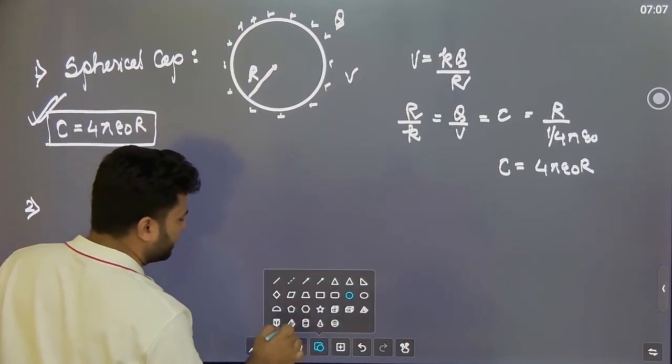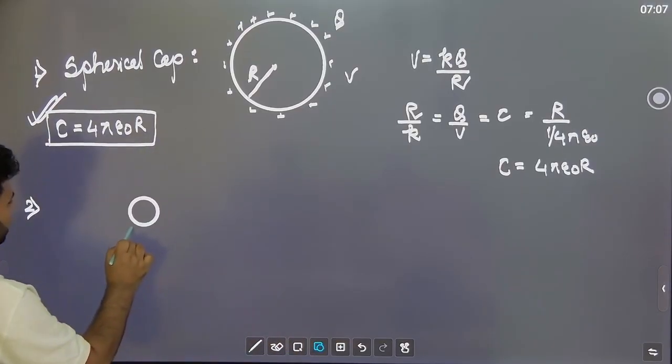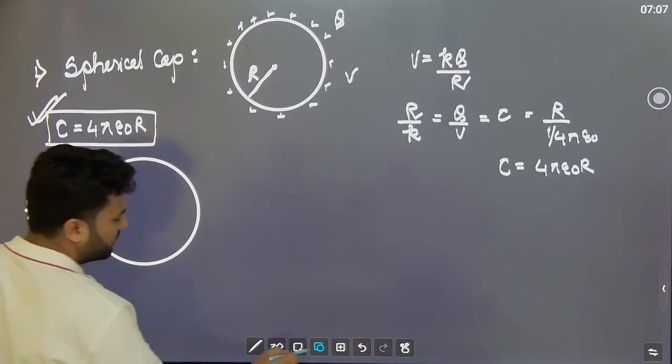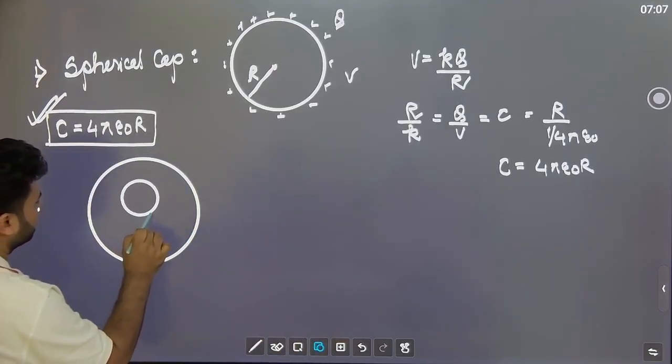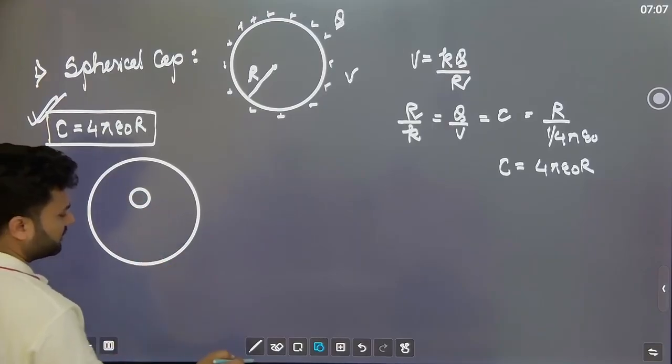Now a few other things also they ask. You have to remember. I am not going to prove. Right now we don't have that much time. Just learn these formulas.